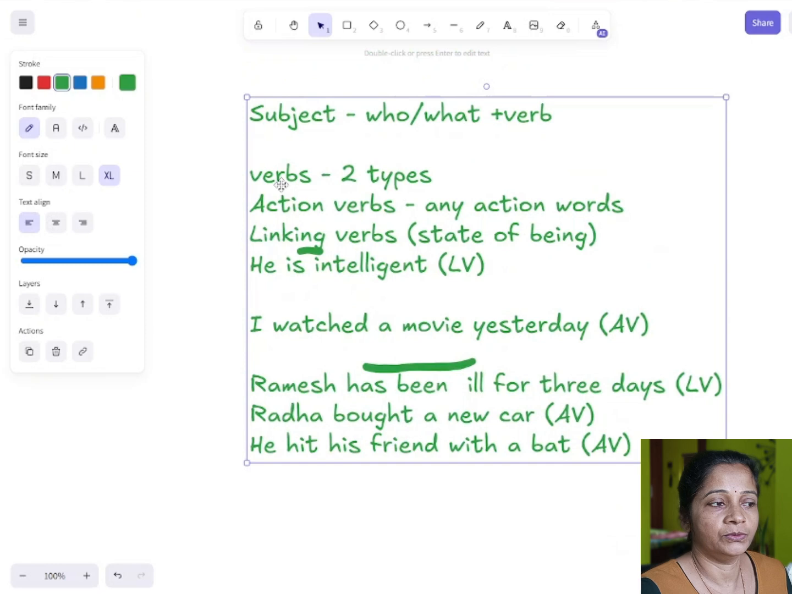And in verbs, we told there are two types of verbs. Action verbs denote actions. Okay, any action. It can be mental actions, physical actions. Mental actions like think, watch, with eyes you watch. Physical actions like run, hit, buy, bought. All these are action words. Okay, and linking verbs are those words which denote the state of being. Like is, am, has been, and there are many others that we will see in the next classes.